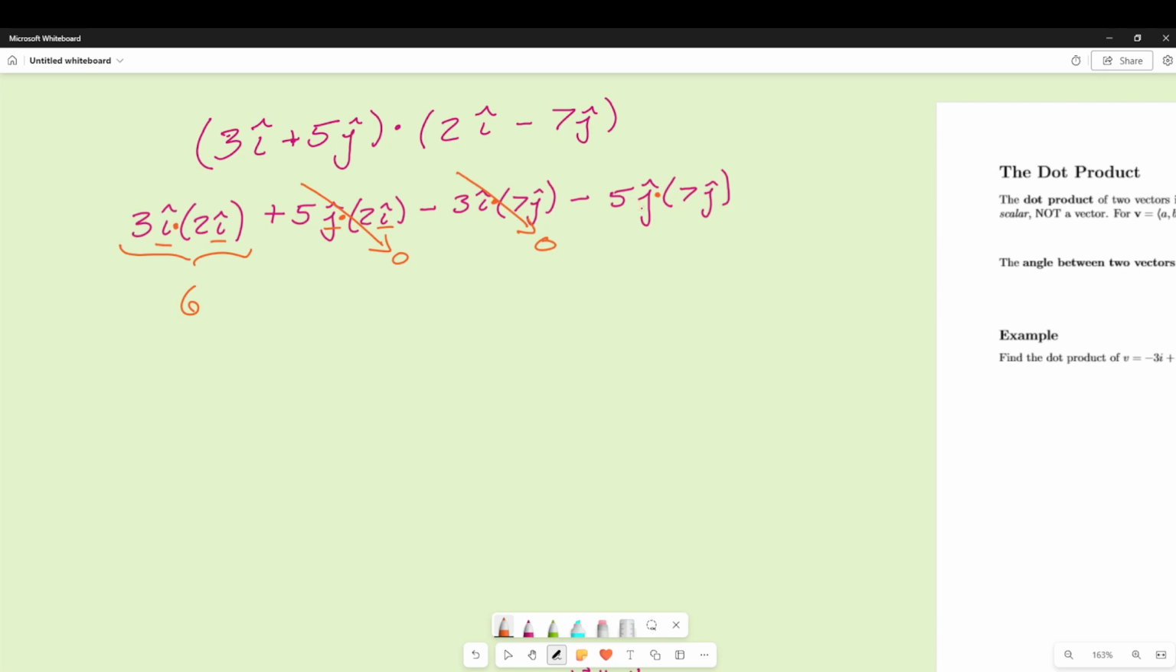In the last piece, we got j and j again. These are headed again in the same direction. So 5j dotted with 7j is going to be the 35, and that negative will go with it because they're technically headed in opposite directions. So we get 6 minus 35, or negative 29.